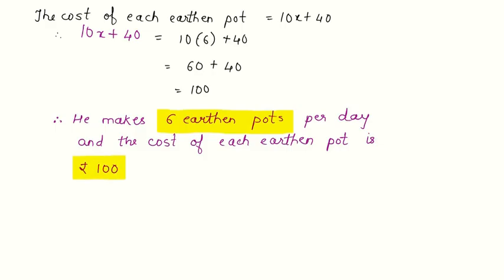Therefore, he makes 6 earthen pots per day and the cost of each earthen pot is rupees 100. You can copy down the question and the solution to this. Try solving it at least 2 times so that it becomes easier for you to understand.